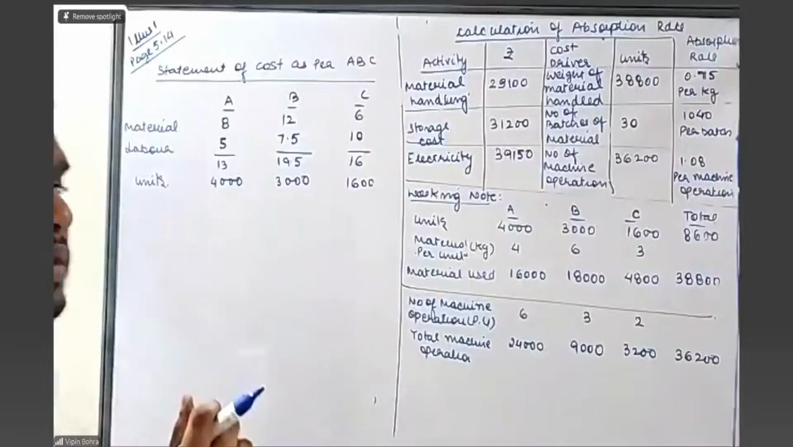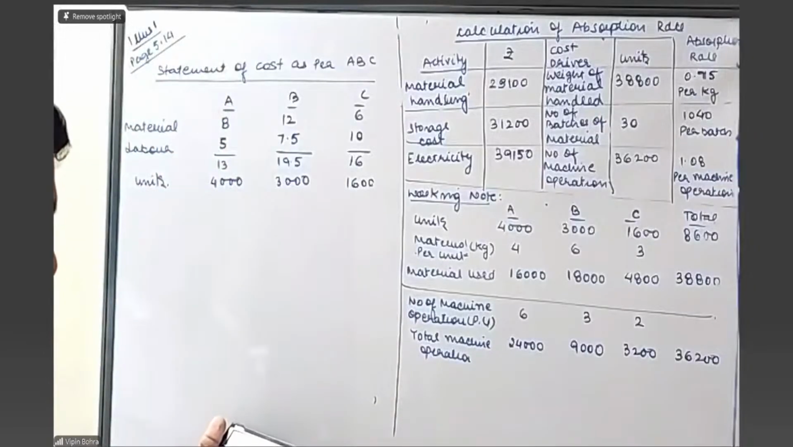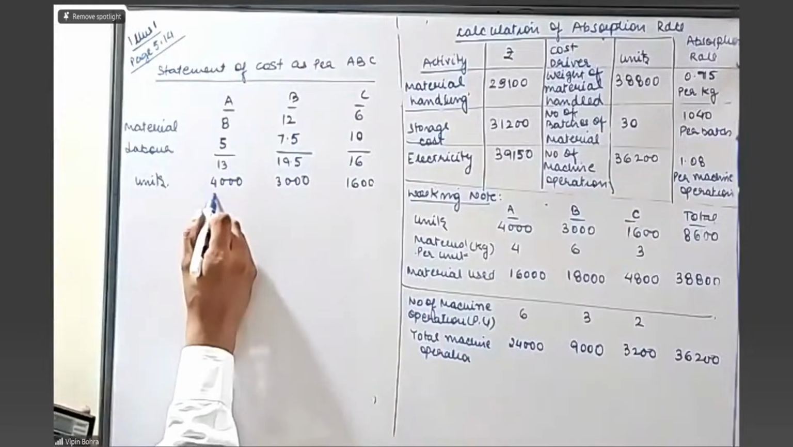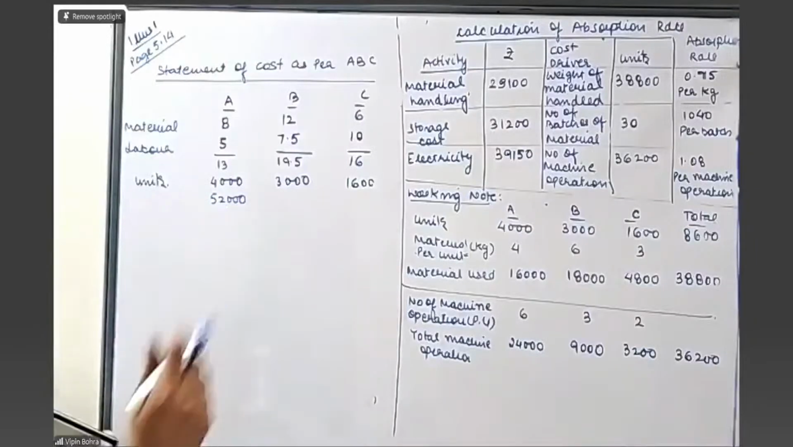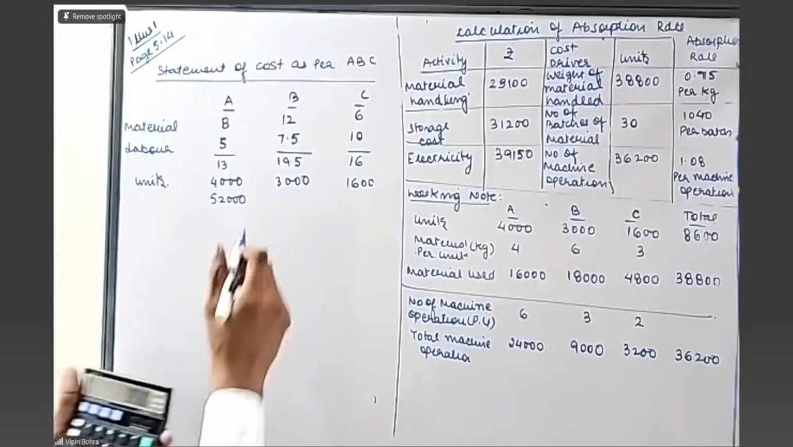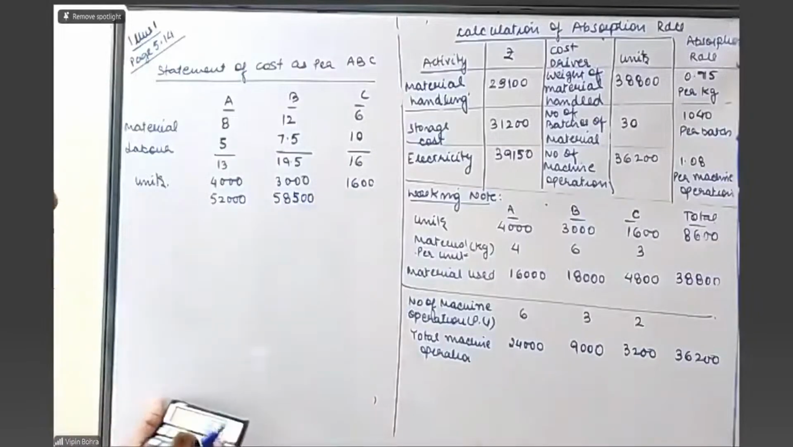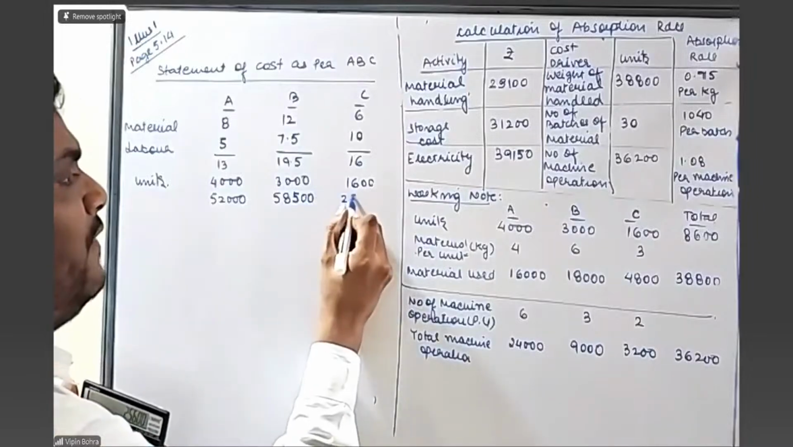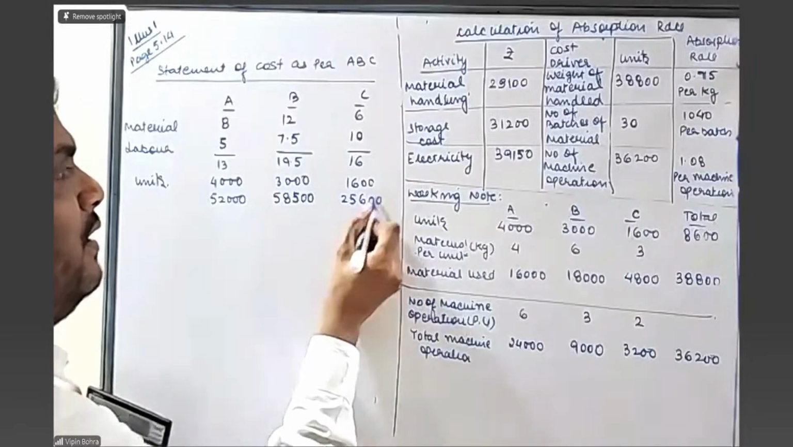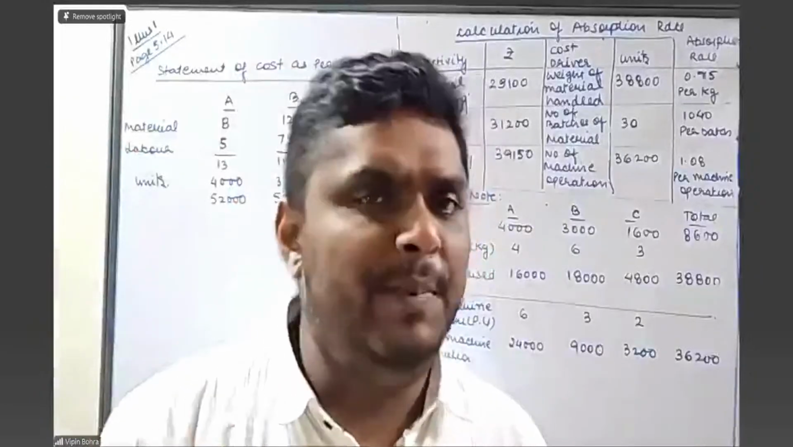So what will be my total cost? Prime cost, we call it as prime. 13 into 4,000, so this will be 52,000. 3,000 into 19.5, this will be 58,500. 16 into 1,600, this will be 25,600. So we are done with material and labor, just the copy paste of the previous table.